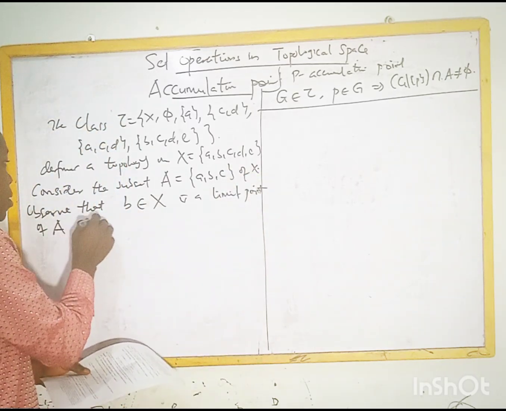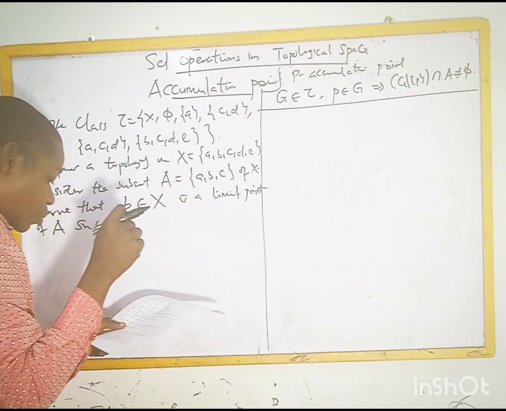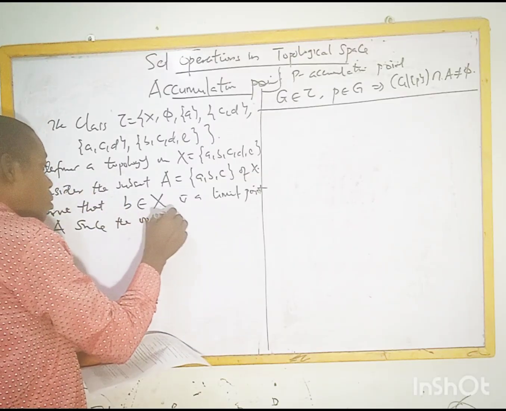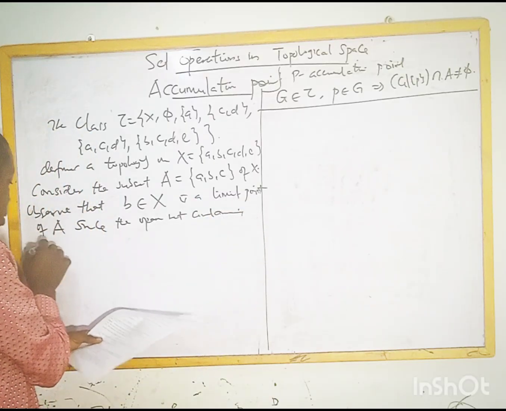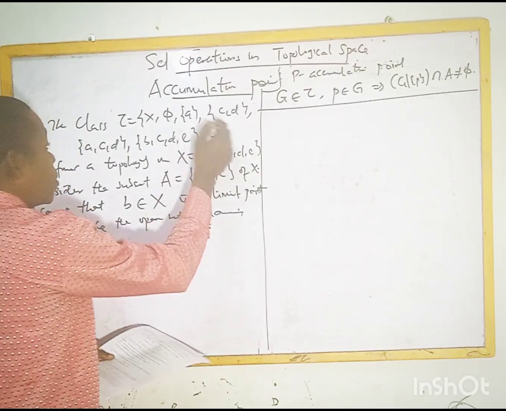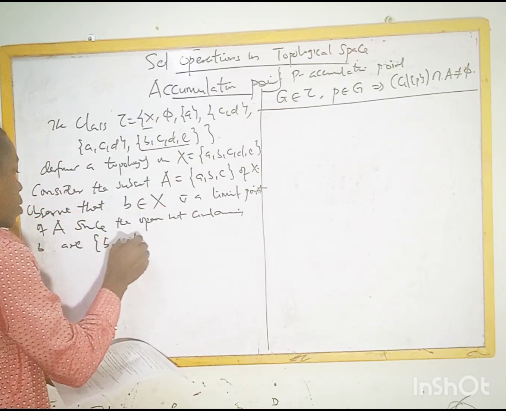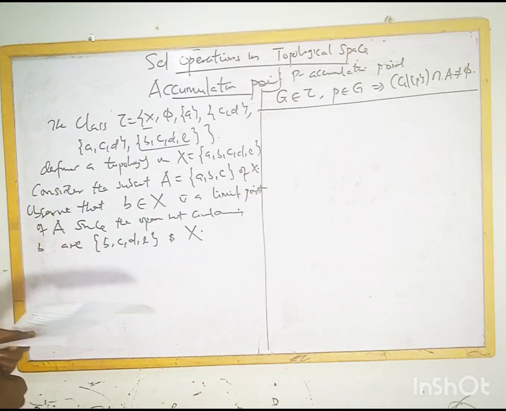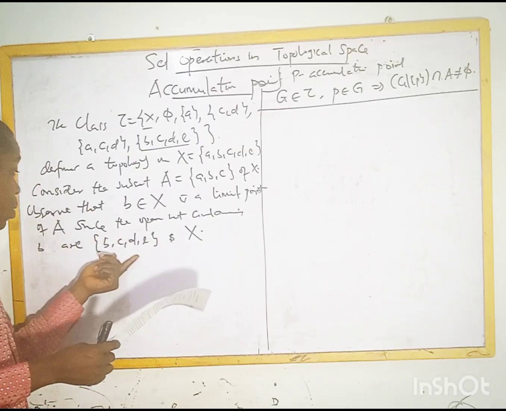Why? Since you can see that B is here. Now, the open sets containing B, what are those that are containing B? They are just this one, and X. B, C, D, E, and what are those sets? X. That's why they give you a limit point, because those are the ones that are containing B.